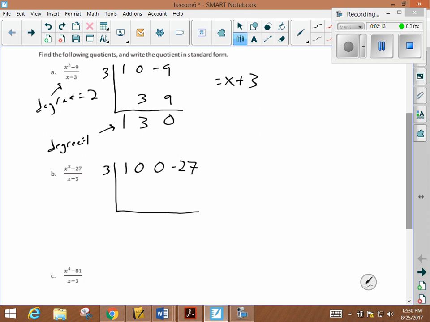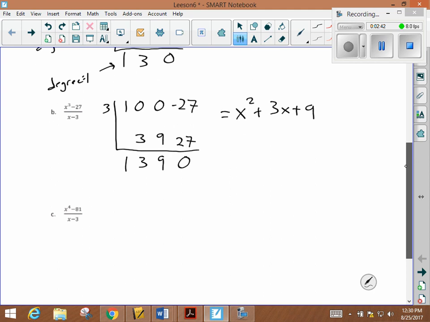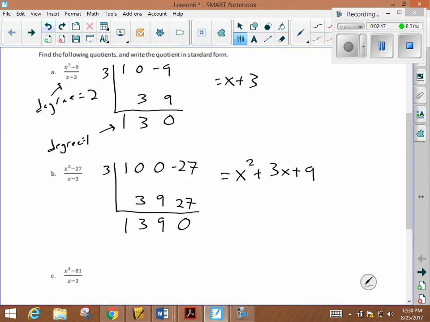I'm going to go ahead and drop my 1. 3 times 1 is 3. 0 plus 3 is 3. 3 times 3 is 9. 0 plus 9 is 9. 3 times 9 is 27. Negative 27 plus 27 is 0. And so my result is x squared plus 3x plus 9. Interesting stuff. Let's continue and see what happens with this pattern.